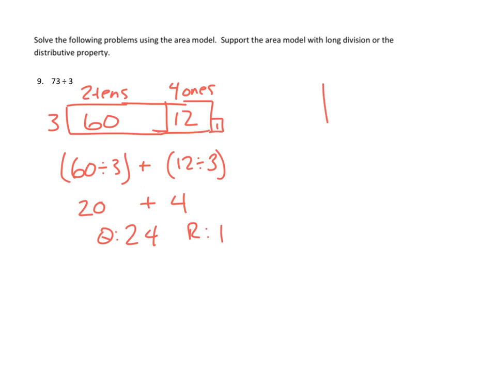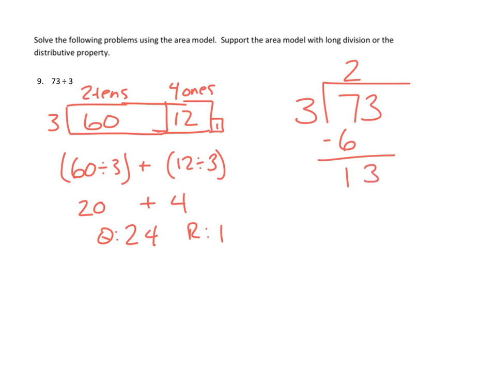So we've got our brace here, and we've got 73 divided by 3. How many tens times 3 can we fit into 7? Well, we can fit 2 tens in. 2 tens times 3 is 6 tens. So now we've used up 6 of the 7 tens, leaving 1.